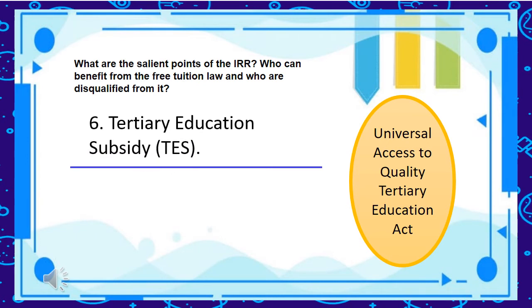Next is number 6, tertiary education subsidies. Students and learners may apply to get subsidies to help pay for tuition and fees in private institutions. Under TES, they may also apply for subsidies to get allowances for books, supplies, transportation, room and board costs, and other expenses. A student with disability will also be given a separate set of allowance.